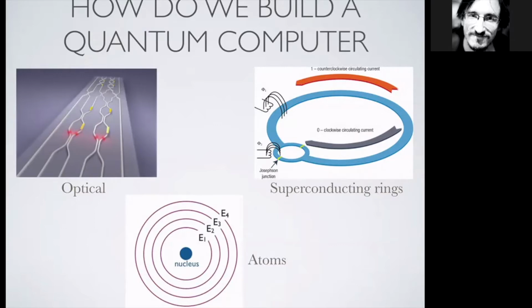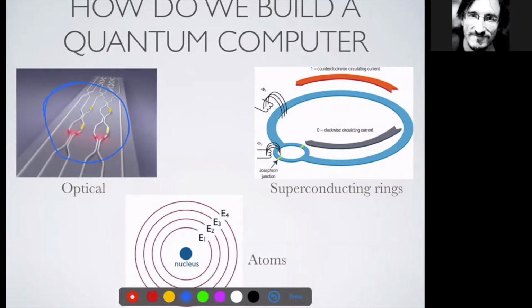So up here, this is the type of work that I do, which is optical quantum computing, where you have light coming in, where single photons encode information. So a superposition of a photon between two different optical waveguides represents a quantum bit. So here, this could represent a logical 0, and this could represent a logical 1, or I could have a superposition of the two.